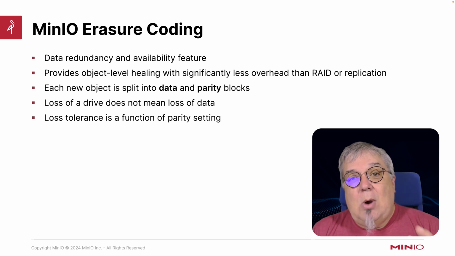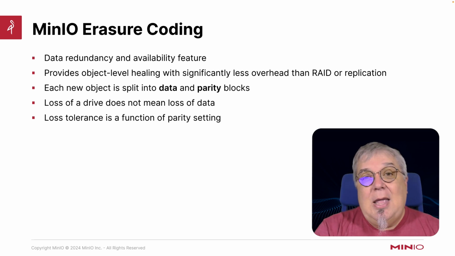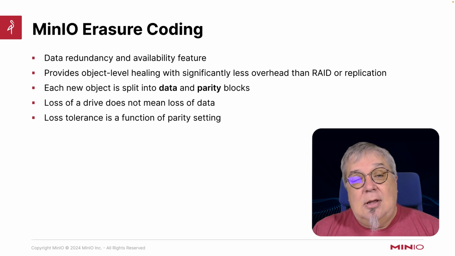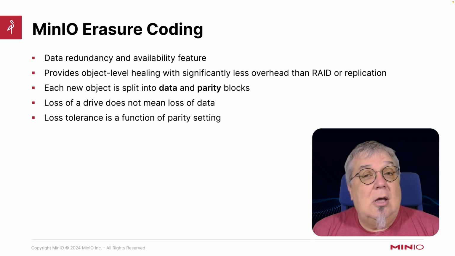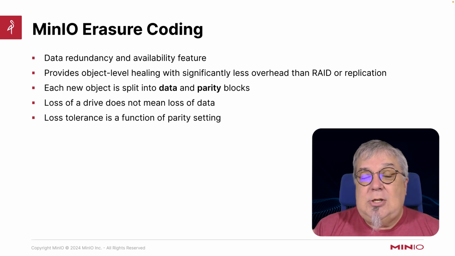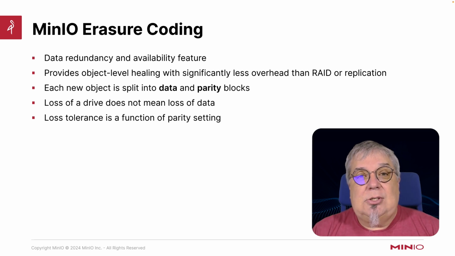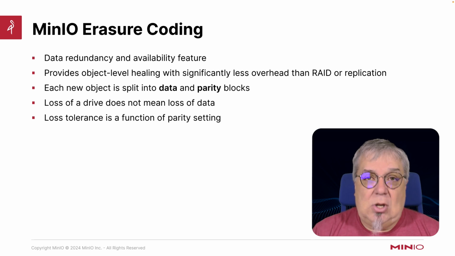But each new object, when it is written to MinIO, is broken up into data and parity blocks. And the object can be reconstructed with a certain number of those data and parity blocks, no matter which data or parity blocks are still remaining in your system. This makes your system highly resilient against the loss of drives or even the loss of a node.